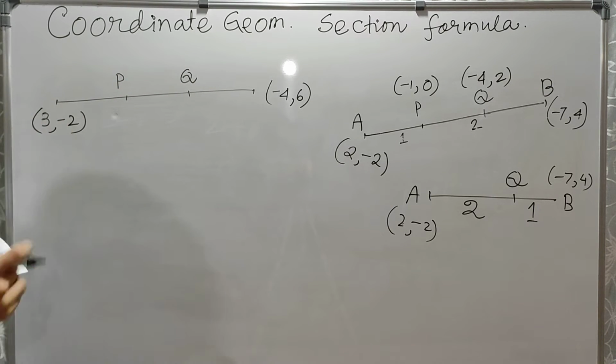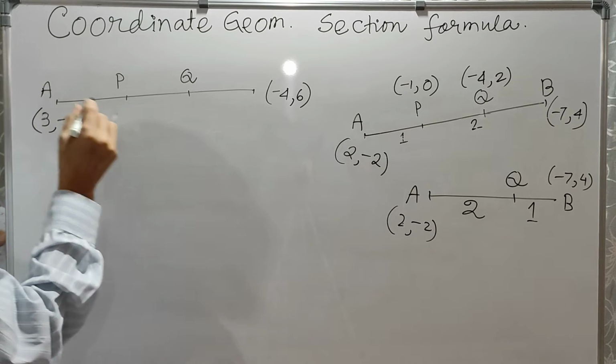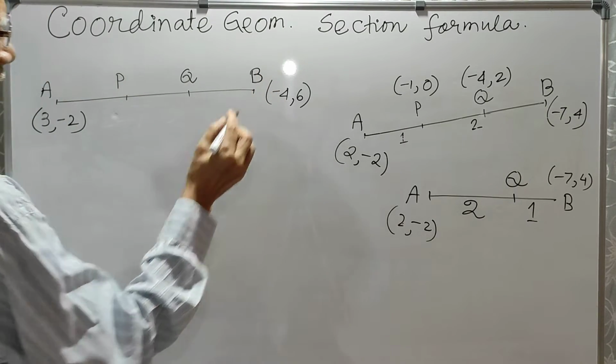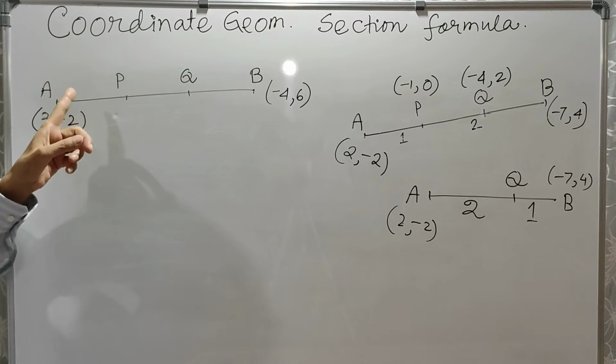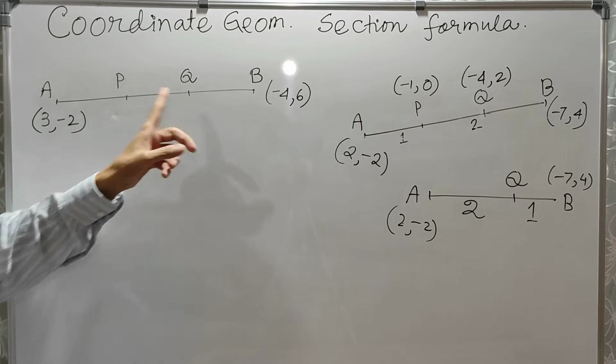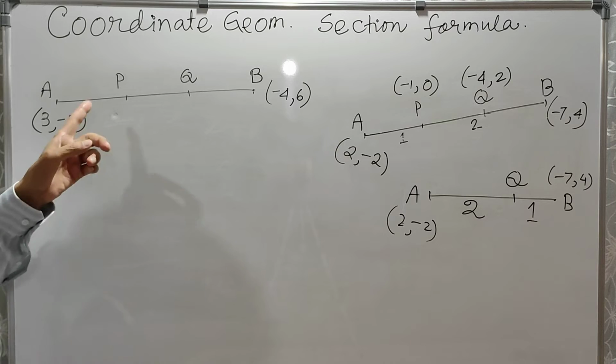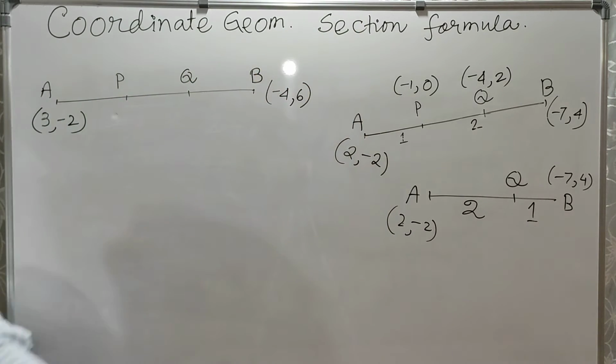Suppose we call this A and this B. So AP equals PQ equals QB, so 1:1:1. The line is divided into 3 equal parts, or sections. This is why it is called the section formula. The points are 3, minus 2 and minus 4, 6.